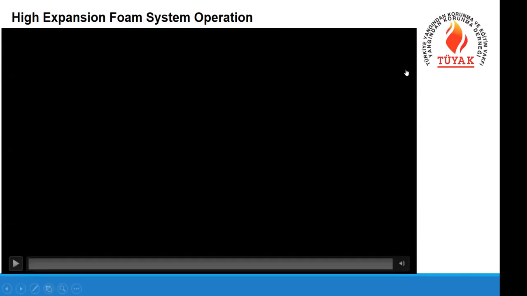And I will show another example with a deluge system, which is called high expansion systems. The operation of the system will also be explained a little bit.